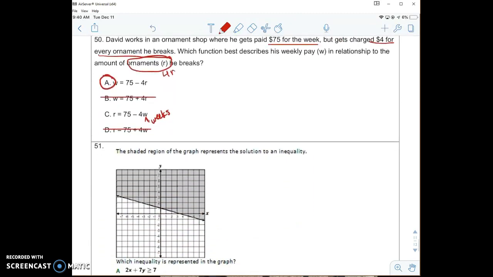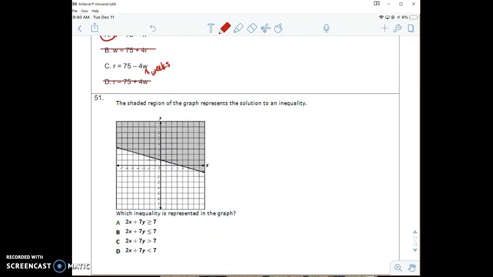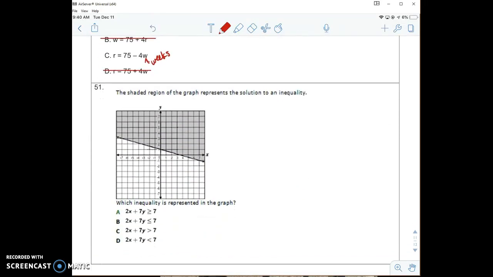Number 51. The shaded region of the graph represents the solution to an inequality. Which inequality represents this graph? I notice that this is a solid line, so I have to have less than or equal to or greater than or equal to. Automatically, I can cross off C and D.